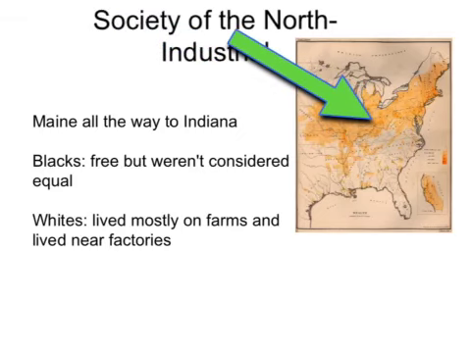Society of the North. The North was mostly industrial. It was from Maine all the way to Indiana. Blacks were free, but weren't considered equal to whites. Whites, however, lived mostly on farms and lived near factories.